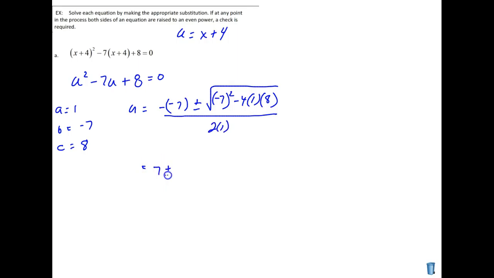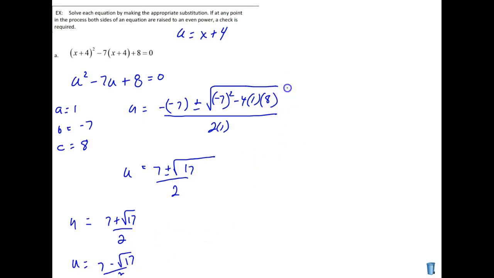So this is 7 plus or minus. I'm going to skip a step here just because I think you can hang with me. This becomes 49, and then 4 times 1 times 8, that becomes 32. So 49 minus 32 is 17, all over 2. So these are my two answers right now. This is u. And remember, one of them is 7 plus square root 17 over 2, and one of them is 7 minus square root 17 over 2.